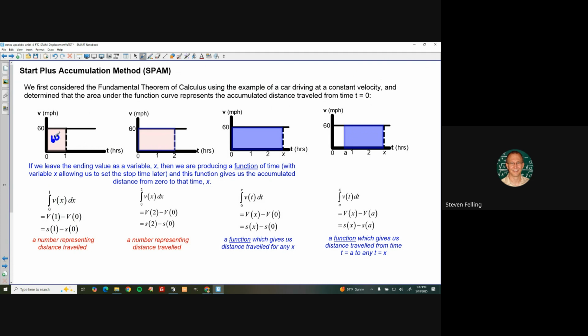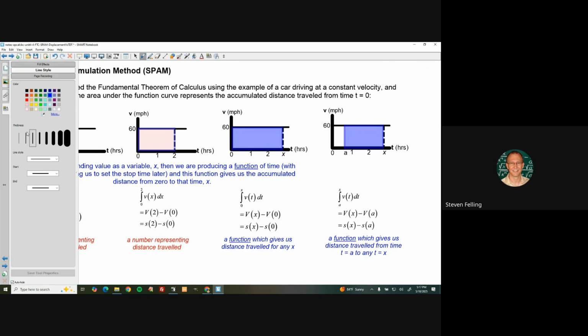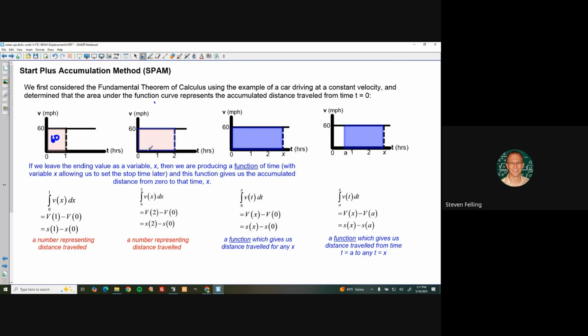In this case, it would be, say, 60 miles, something like that. If you drive for 2 hours at 60 miles an hour, 60 times 2 is 120 miles. That's being accumulated here. And that's the antiderivative of the velocity with 2 plugged in minus the antiderivative at 0, which is the distance you are at the end minus the distance that you started, which is the number accumulated. So that's a number that would produce a value of accumulated miles.